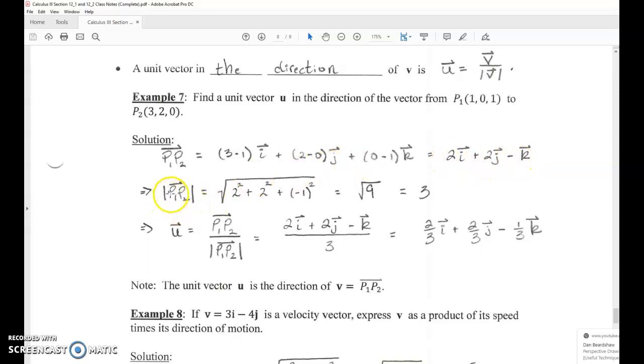Now what's the length of that vector? The length of that vector is you square each component and then take the square root after you add them. So 2 squared plus 2 squared plus minus 1 squared, square root of 9. The length of that vector is 3. How do I turn it into a unit vector? Just take the vector and divide it by its own length. That makes it a unit vector. So the vector 2i plus 2j minus k divided by 3, same thing as 2/3 i plus 2/3 j minus 1/3 k. That is now a unit vector u in the direction of v, or the vector p1, p2.